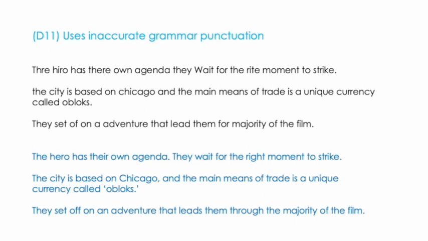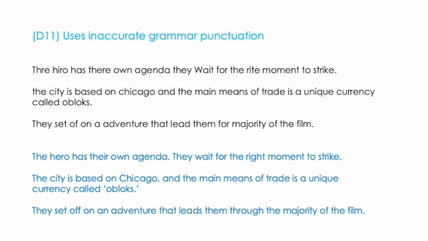The second updated example reads, the city is based on Chicago, and the main means of trade is a unique currency called 'oblocks'. In this case, I've chosen not to use the capital for the word oblocks, suggesting that it's not a proper noun, but to show that it is an uncommon or made-up word in this case, I have used apostrophes. The final improved example reads, they set off on an adventure that leads them through the majority of the film. And the changes I've made in this case largely speak for themselves.